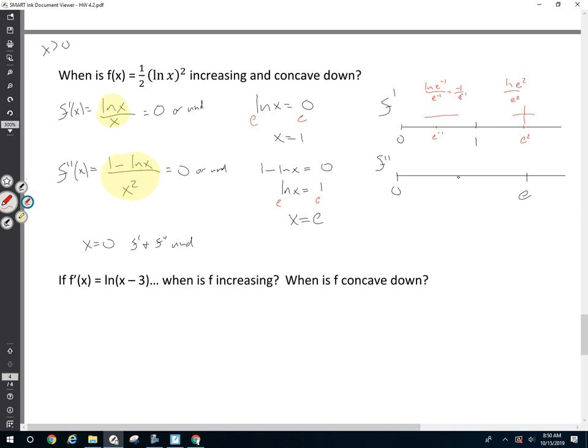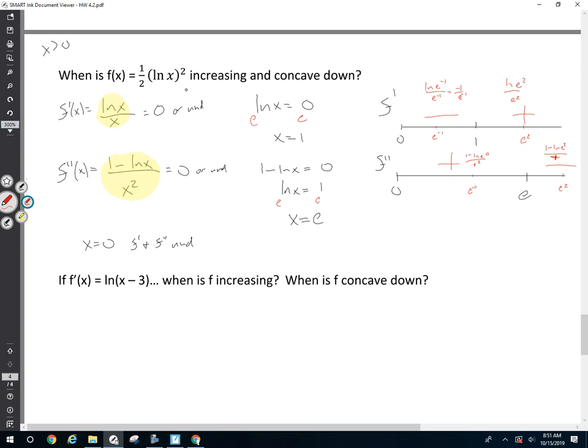Second derivative. I could plug in 1, or e to the 0. That's a good one to use. 1 minus 0 over the bottom is squared, so it's going to be positive. This will end up being positive. And something like e squared, 1 minus log e squared. Again, the bottom is going to be positive because it's something being squared. So that's 1 minus 2. That's a negative over a positive.